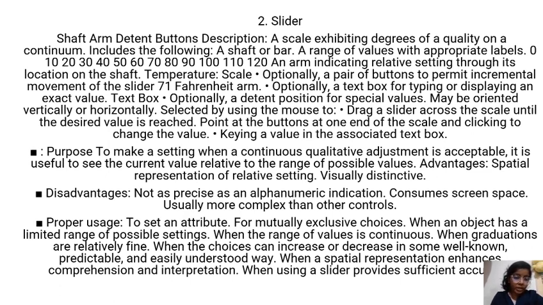The disadvantages are that it is not as precise, consumes screen space, and usually has more complexity than other controls. The purpose is to set an attribute for a mutually exclusive choice, when the object has a limited range of possible settings, when the range of values is continuously varying, and for relatively fine adjustment, when the choices can be increasing or decreasing in some predictable and easily understood way. This spatial representation comparison is the interaction using the slider, providing sufficient feedback.